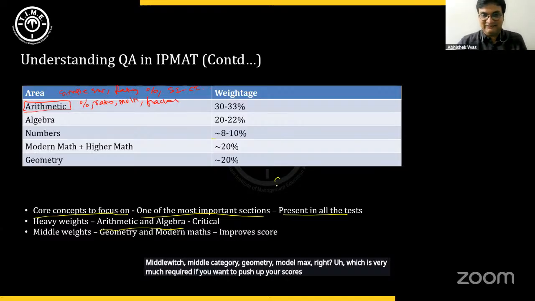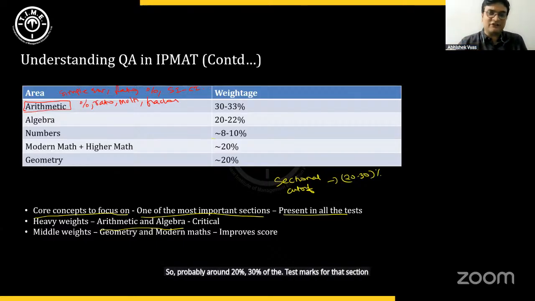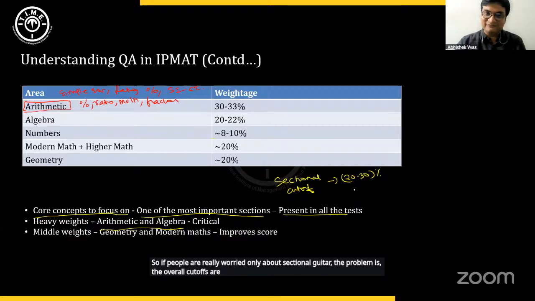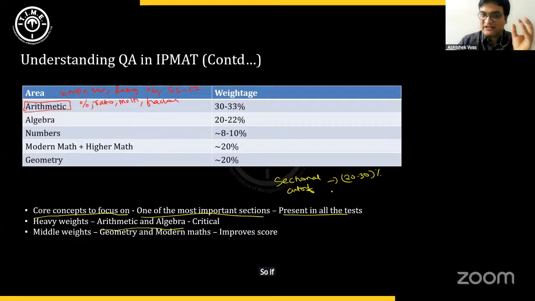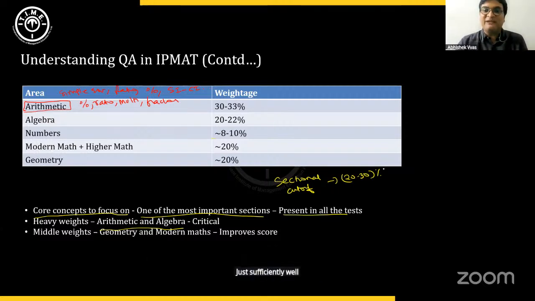Because please understand, people are very well aware that there is a sectional cutoff, and sectional cutoffs are usually low. So probably around 20%, 30% of the test marks for that section is a sectional cutoff. If people are really worried only about the sectional cutoff, the problem is the overall cutoffs are generally very high. So if you try to do just sufficiently well, you might miss out on the overall cutoffs.